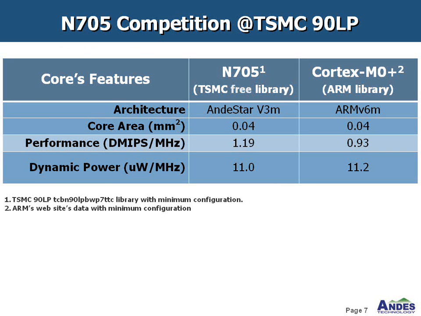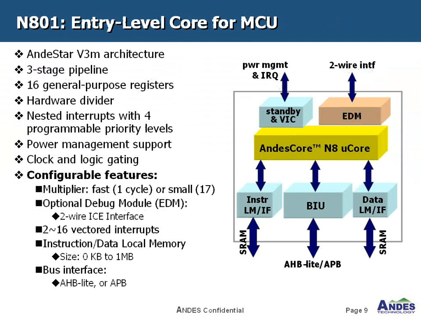Let's see some benchmarks. N7 compared with Cortex-M0+. We can see the core area of N7 is the same as M0+. For performance, N7 is better than M0+ by about 28%. For power consumption, N7 is the same as M0+.